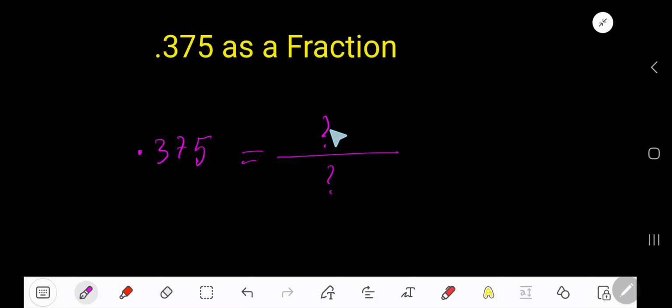To write 0.375 as a fraction, we need a numerator and a denominator. For the numerator, just keep the decimal, write the number you are getting, and for the denominator, for every digit after the decimal you consider 10. Here we have 3 digits after the decimal, so you need to write 3 tens, of course, as a multiplication.